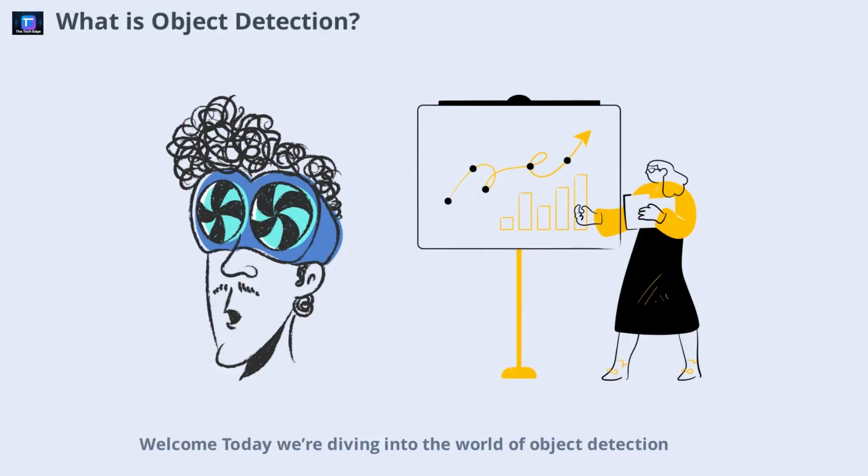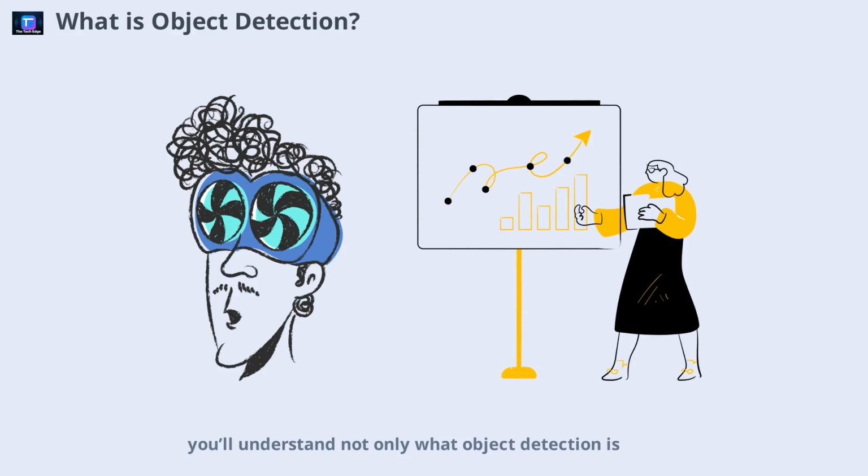Welcome. Today, we're diving into the world of object detection, a core task in computer vision. Object detection is all about identifying objects within images or videos, pinpointing their locations, and classifying them into categories like cars, people, or animals. This technology powers many real-world applications, from security cameras that spot intruders to self-driving cars that recognize obstacles on the road.